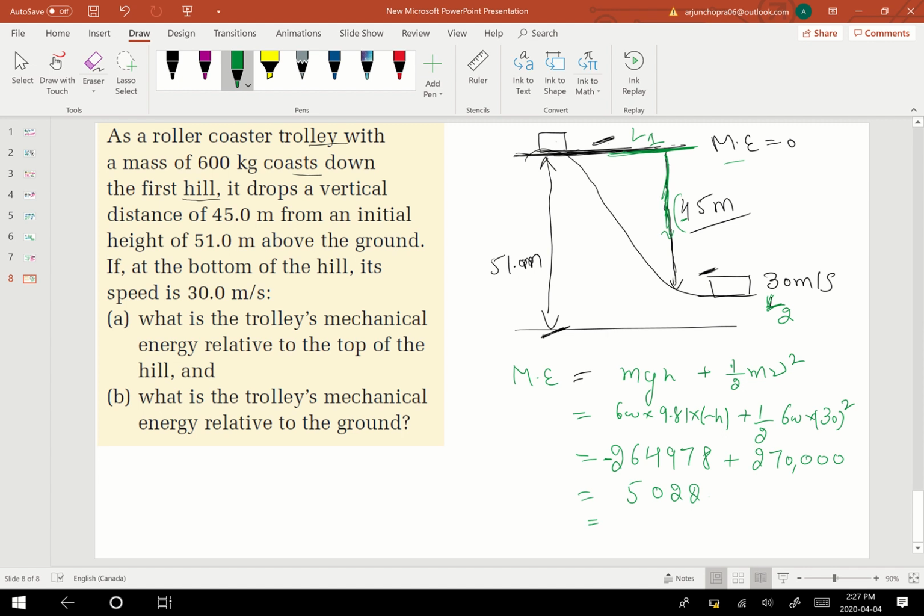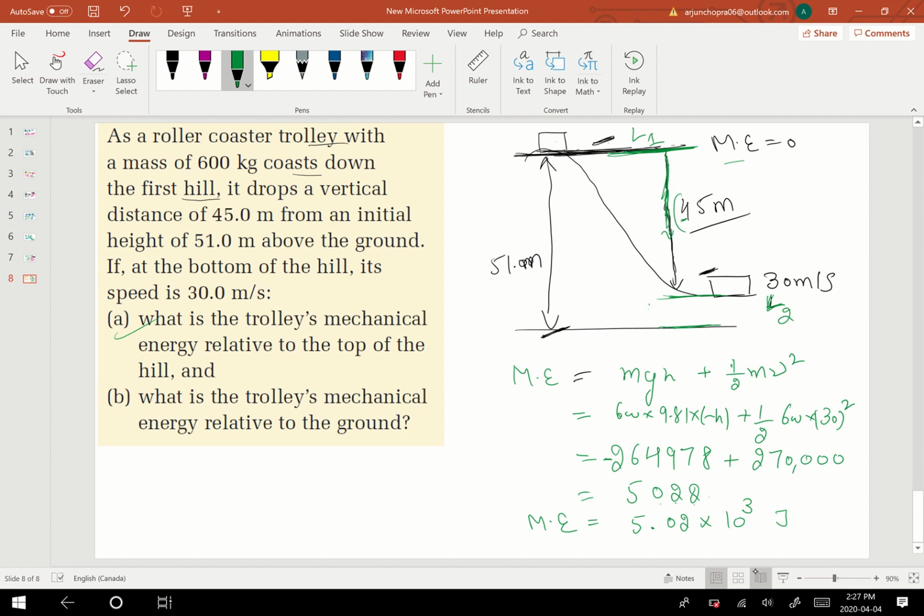If I want to write it in scientific form, I can write it as 5.02 times 10 raised to the power 3 joules. So we figured out the first part. Now in the second part, what is the trolley's mechanical energy relative to the ground? This will be pretty straightforward. Relative to the ground, I want to find, with respect to this point, what is its mechanical energy.